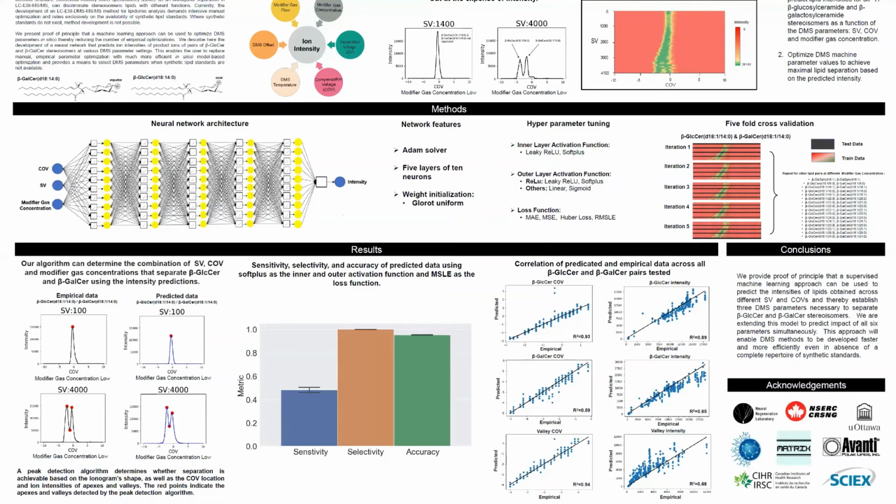Taken together, these data provide proof of concept that a supervised machine learning approach can be used to predict the intensity of data obtained across different SVs and COVs, and thereby establish at least 3 of the DMS parameters necessary to separate glucosylceramide and galactosylceramide stereoisomers. We are extending this model to predict the impact of the 6 parameters simultaneously. This approach will enable DMS methods to be developed faster and more efficiently, even in the absence of a complete repertoire of synthetic standards. Thank you very much.